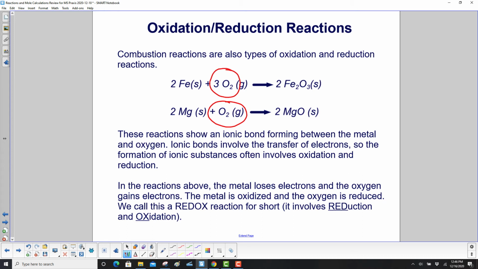So we're going to call this a redox reaction for short. It involves reduction and oxidation, so it's a redox reaction.